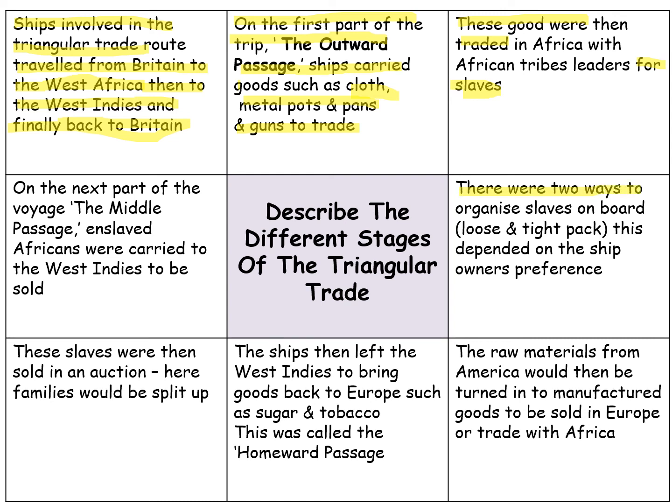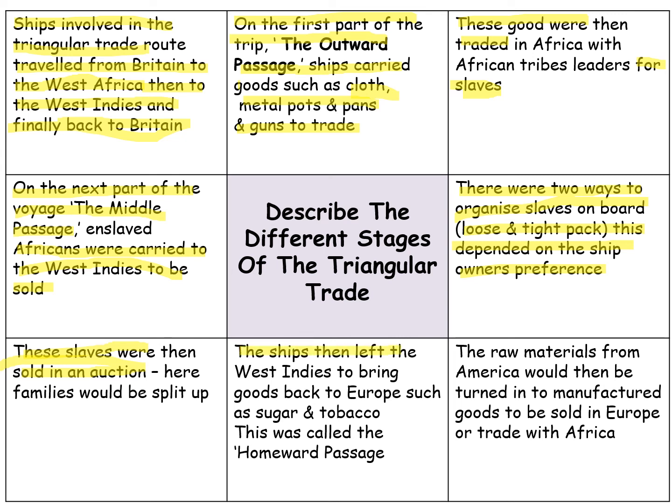There were two ways to organise slaves on board ships: loose and tight packing, and this depended on the ship owner's preferences. On the next part of the voyage, the middle passage, Africans were carried to the West Indies to be sold. I know there's a lot on this bit, but this is the only note we're writing them. The slaves were sold in an auction.